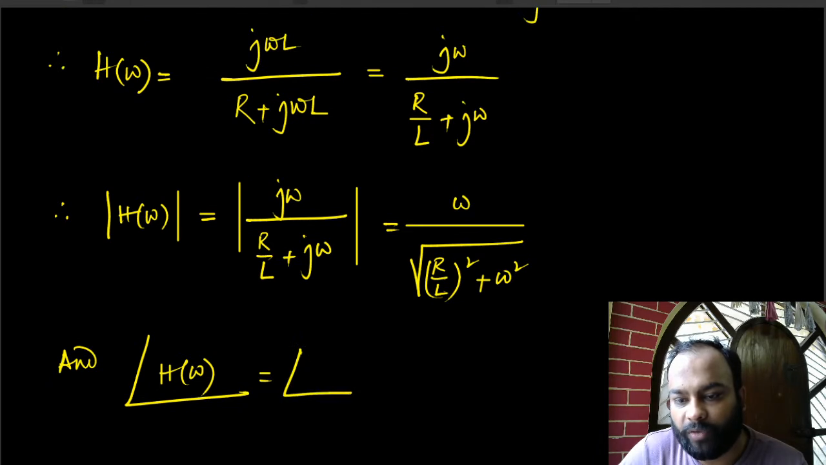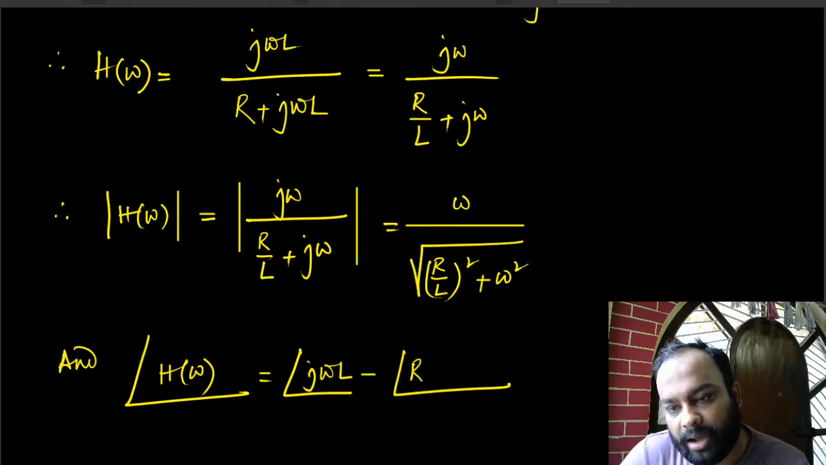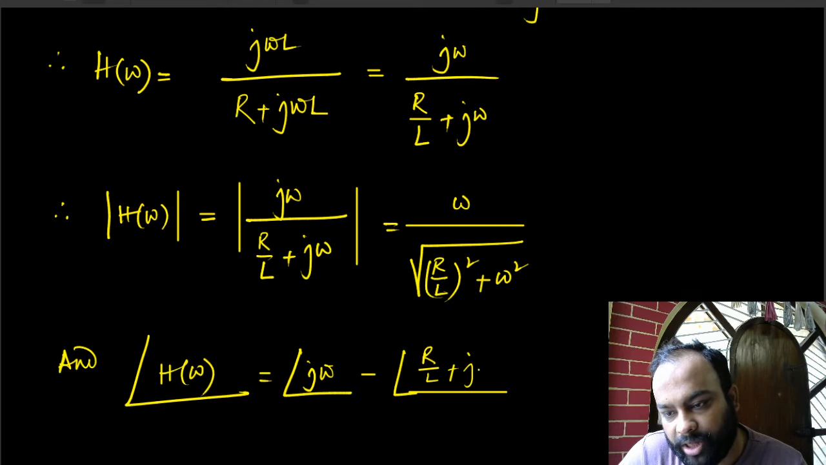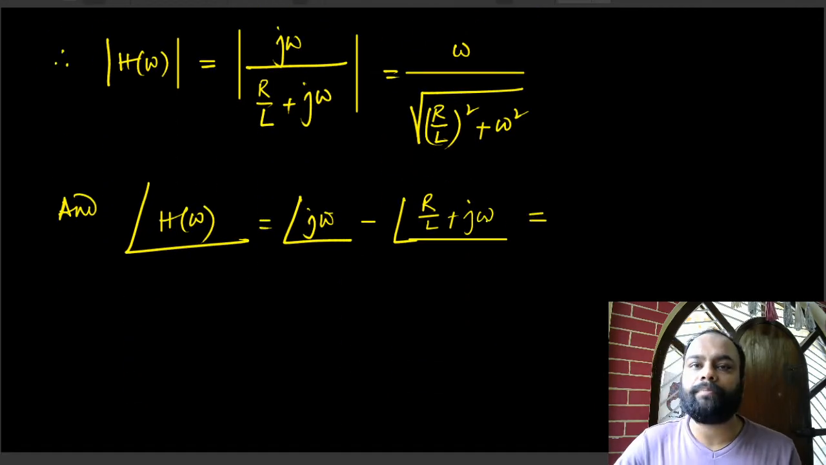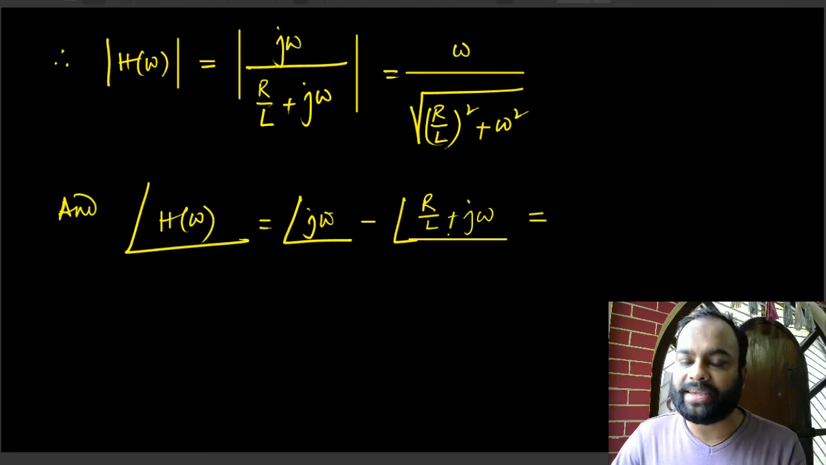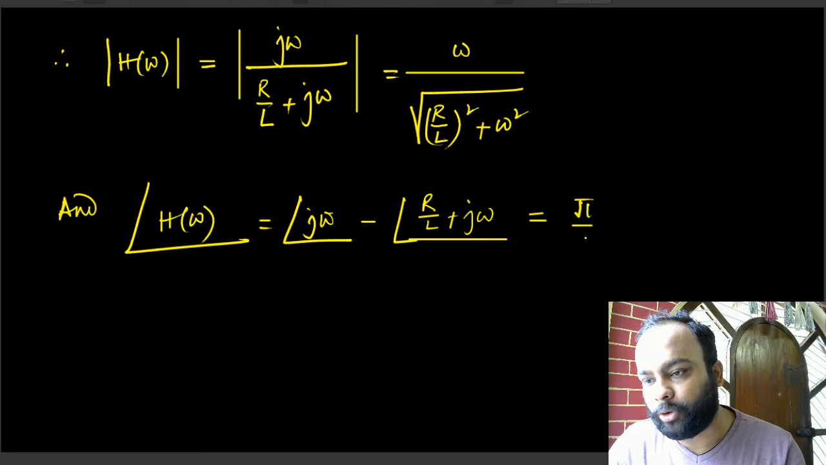Okay. So phase of jω L minus phase of R by L plus jω. Now what is the phase of jω? Again, it's a complex number, purely imaginary with a positive real part, so the angle is plus π by 2, and this is minus tan inverse.